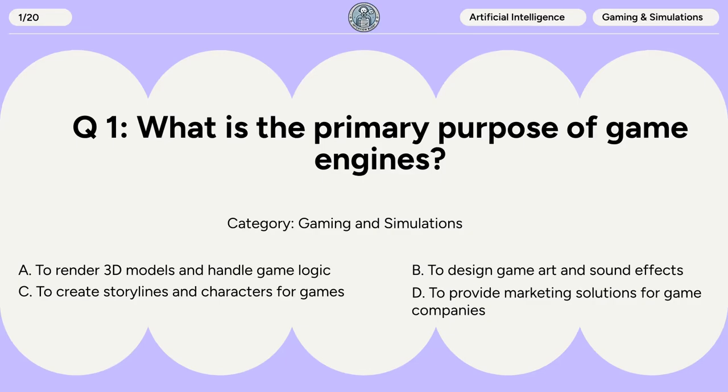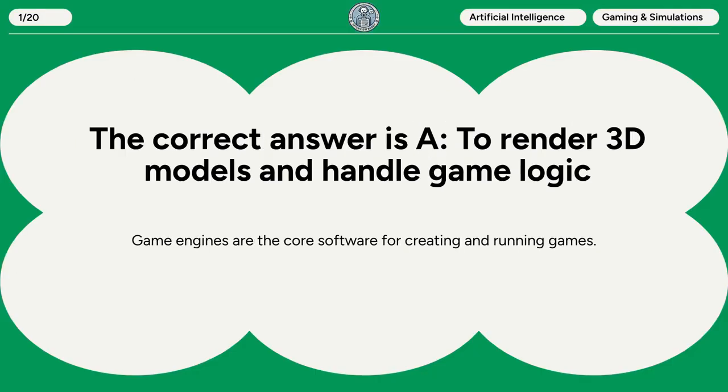Question 1. What is the primary purpose of game engines? A. To render 3D models and handle game logic. B. To design game art and sound effects. C. To create storylines and characters for games. D. To provide marketing solutions for game companies. The correct answer is A. To render 3D models and handle game logic. Game engines are the core software for creating and running games.